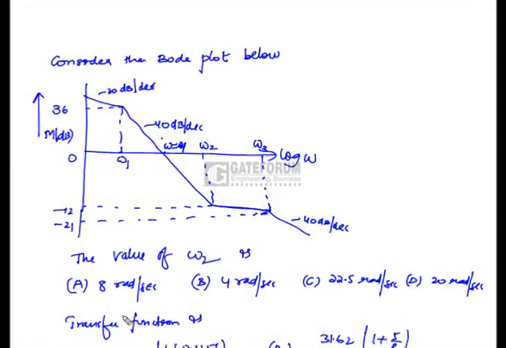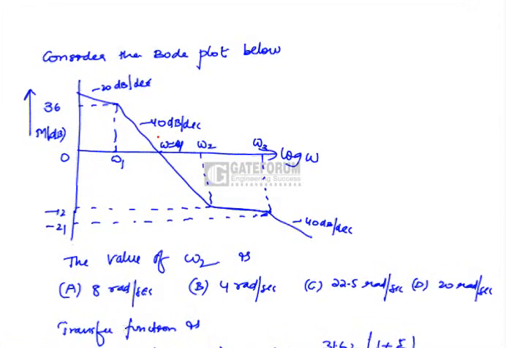In this Bode plot we have to find the value of omega 2. Okay, now what is the value of omega 2? Based on the slopes we can find the values of omega 1, omega 2 and omega 3. Okay, now to find omega 1 here, we have to see from omega 1 to this point.